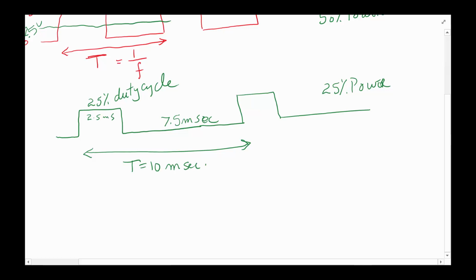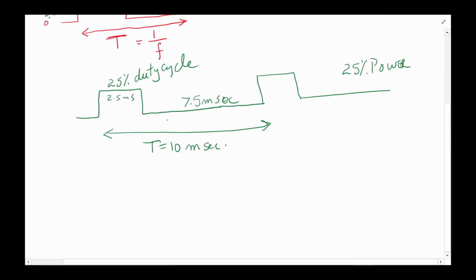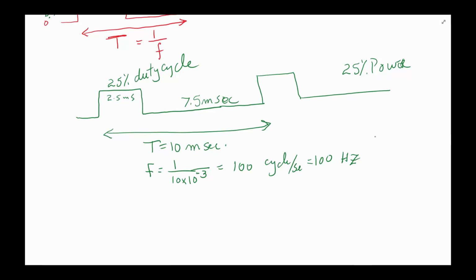And then for this one, you can kind of see all the numbers. The period is 10. So let's finish this up. The frequency of this would be 1/10 millisecond, which is 10 to the minus 3 seconds. Therefore, this is 100 cycles per second, or sometimes referred to as 100 hertz. Okay, so we know the frequency now, we know the period, we know the duty cycle.